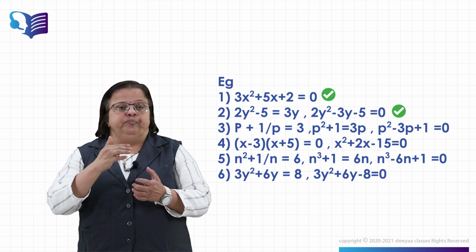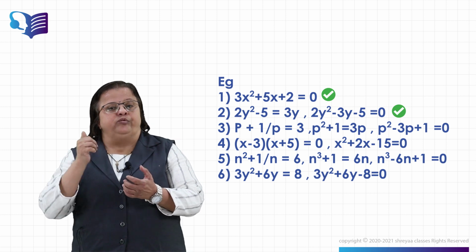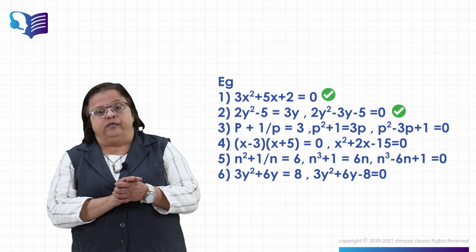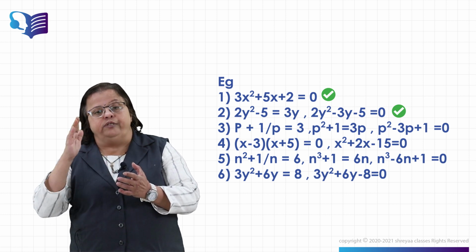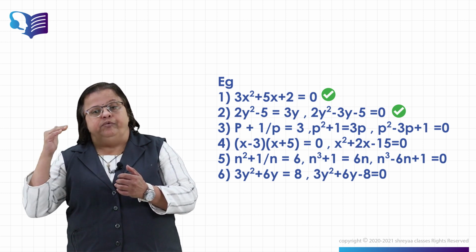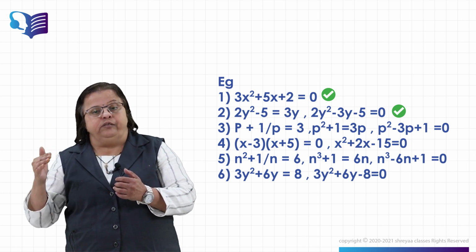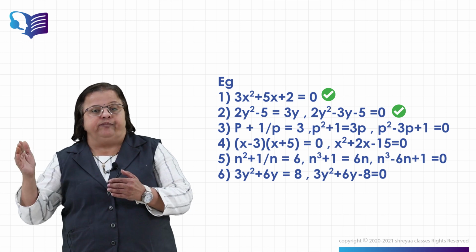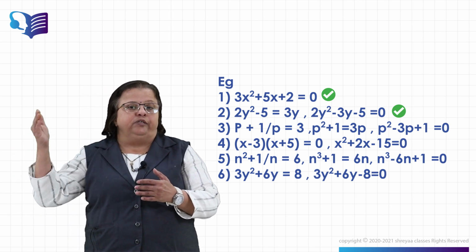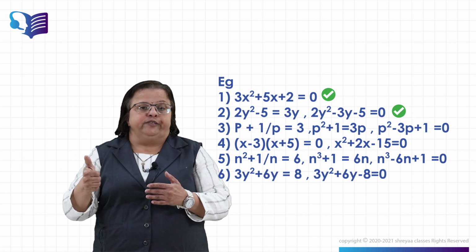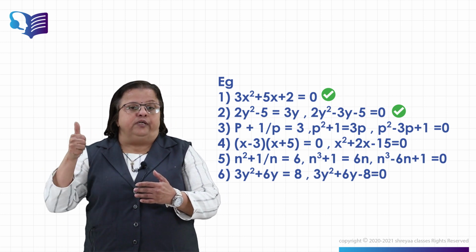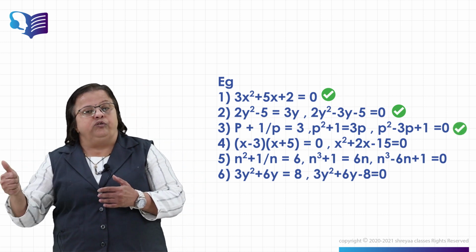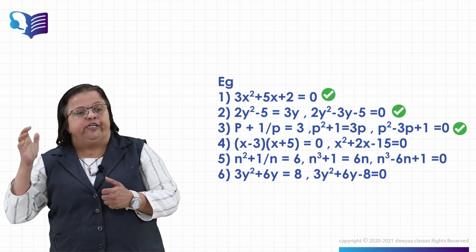Then p plus 1 upon p is equal to 3. Now here in the denominator p is there. Therefore if we multiply the whole equation by p, it will be p square plus 1 is equal to 3p. We can write this equation as p square minus 3p plus 1 equal to 0. One term is a square term, no term with negative power or a fraction power, no term with power more than 2, therefore it is a quadratic equation.